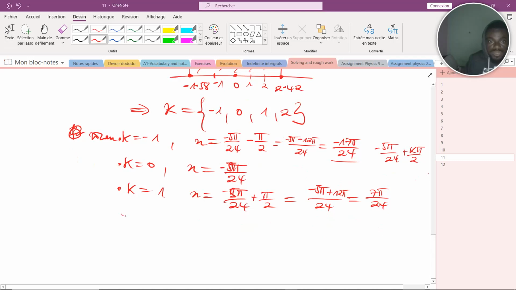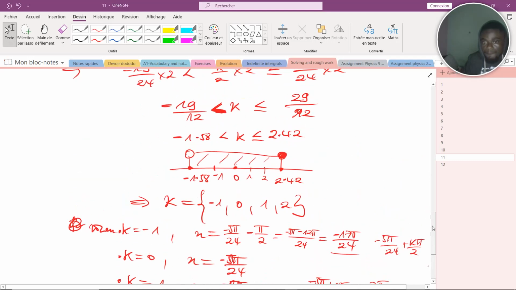Very good. Then the last one, when k equals 2, what is x? x equals minus 5 pi on 24, I substitute my 2 here, so plus pi, because the 2 will cancel with this. This will be equal to, we have 24, because this times this gives 24. 24 minus this, I'll have 19. Yes, this will give 19 pi on 24. Is that okay?